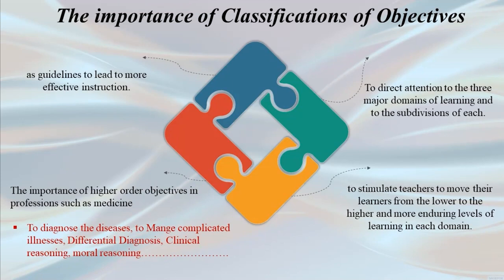Concerning the importance of classification of objectives, I should say that the taxonomies of the three domains serve as guidelines and can lead to more effective instruction. The taxonomies direct attention to the three major domains of learning and to the subdivision of each domain. The taxonomies are arranged in a hierarchical fashion and help teachers to move their learners from the lower to the higher and more complex levels of learning in each domain.